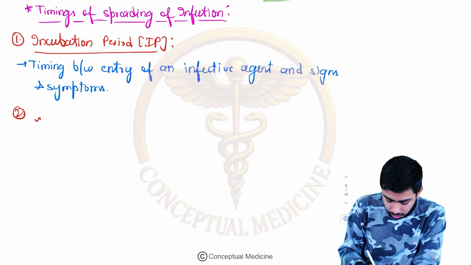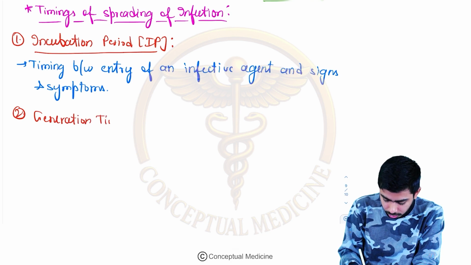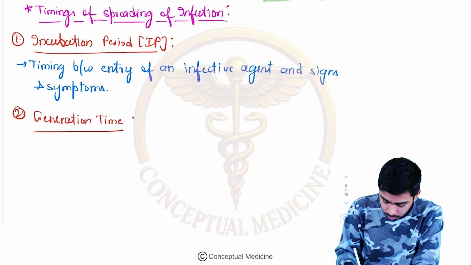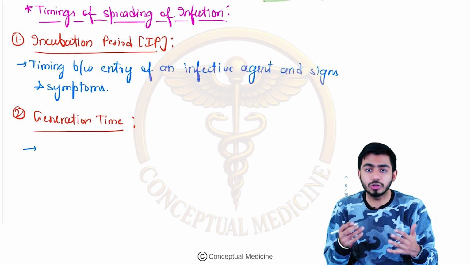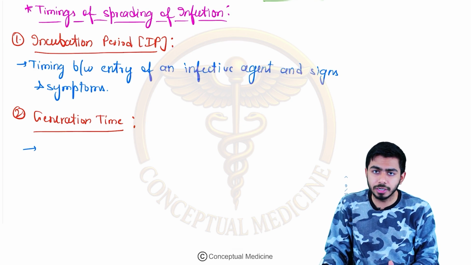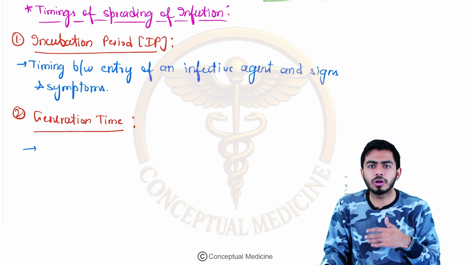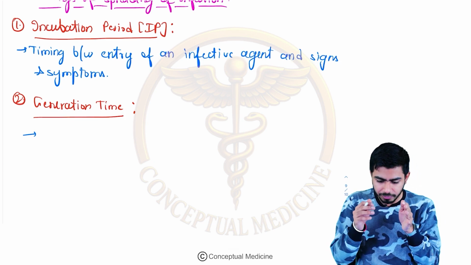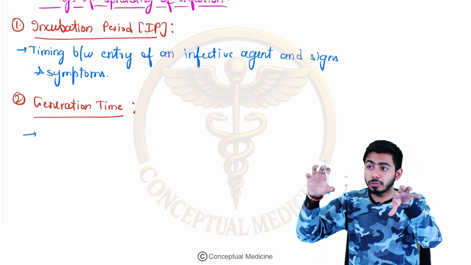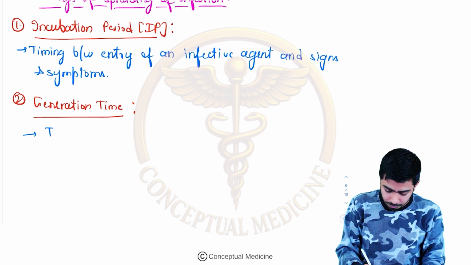Next one is the generation time. Do not confuse yourself, it is very easy. In the generation time, basically it looks like the incubation period, but it is not. Here the host is already infected. The generation time is the time from entry of an organism to the maximum communicability period.